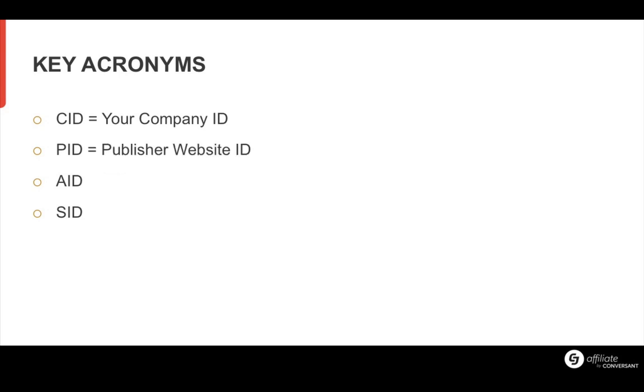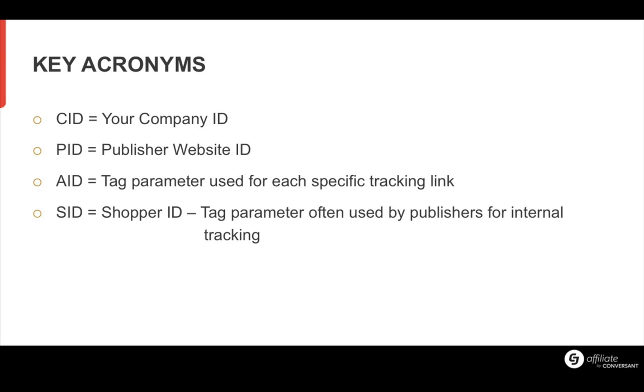The PID, also known as the website ID, is used to identify your website URLs. The AID, or the ad ID, is a number which identifies an advertiser's specific link. And last but not least, the SID, or shopper ID, enables publishers to track unique shoppers or pages. SIDs are commonly used with loyalty publishers.